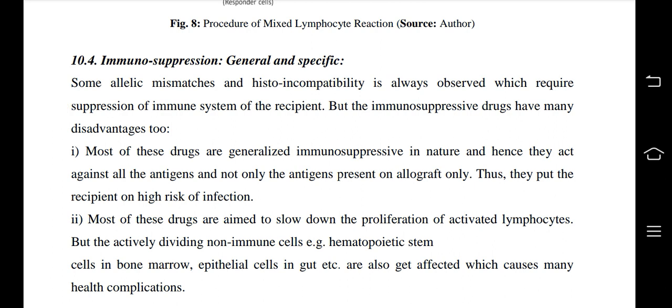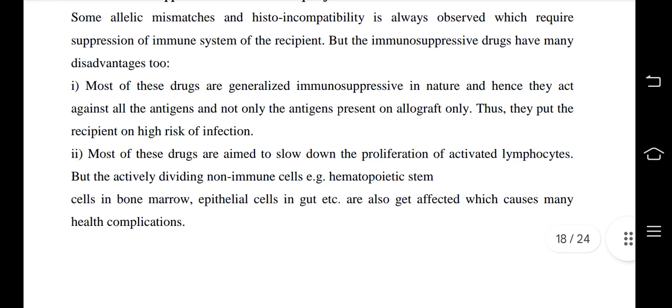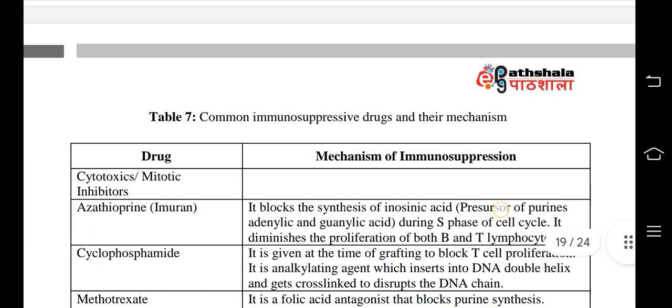Most of the drugs are generalized immunosuppressive in nature. Most of these drugs are aimed to slow down the proliferation of activated lymphocytes, but actively dividing non-immune cells like hematopoietic stem cells in bone marrow, epithelial cells in gut, etc. also get affected, which causes many health complications.